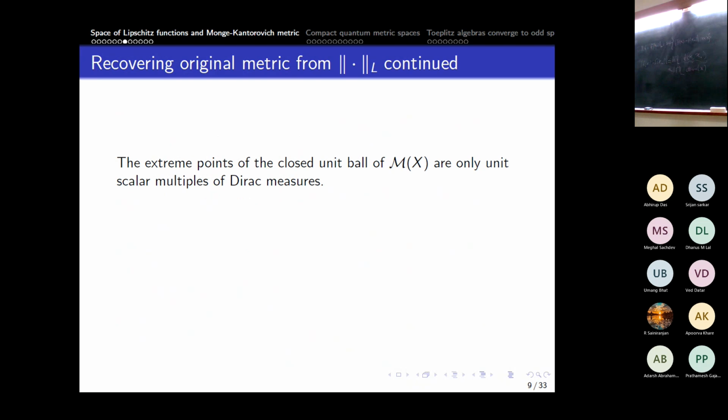So how is it useful? Let's see. As I mentioned in the last slide, although it was not written, but I spoke it, assume you are given C(X), and we know the Lipschitz norm, which basically gives us the Monge-Kantorovich norm. So with this space, I can take the dual, which will give me M(X), the space of complex Radon measures. It's isomorphic to the dual of M(X).